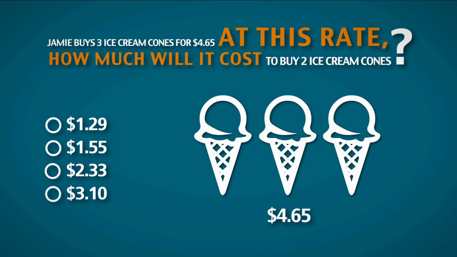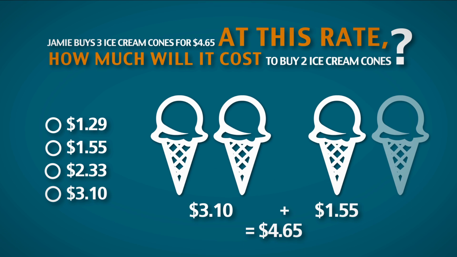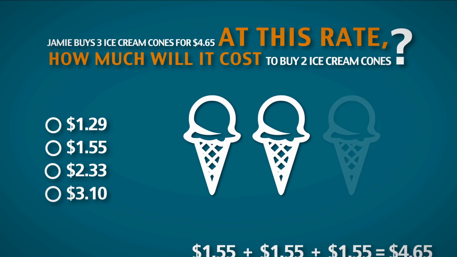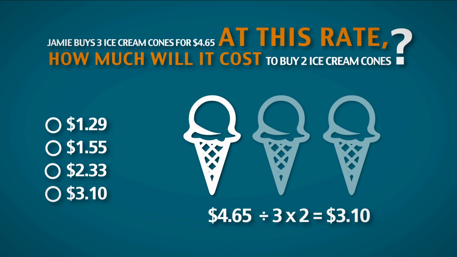In this example, the ratio is 3 to 2, and the rates are the cost of 1, 2, or 3 cones. The proportional reasoning comes out in thinking of 3 cones as 1.5 groups of 2 cones, or of 2 cones as 2/3 of a group of 3 cones, or of the cost of 3 cones as triple the cost of 1 cone.